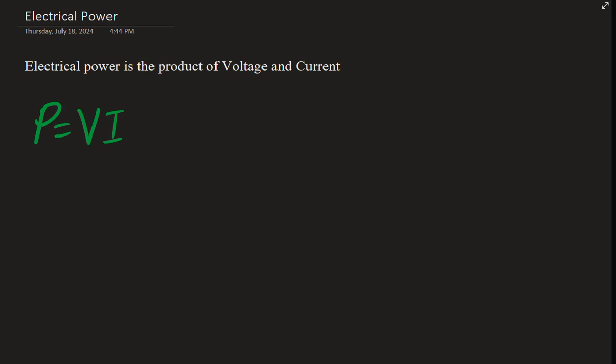Okay, so what is electrical power? Electrical power is the product of voltage and current. So P is equal to VI. Now let's see where we get this formula from.